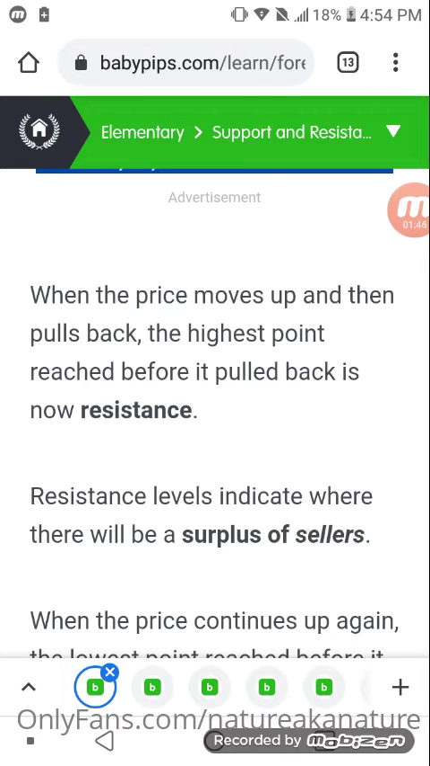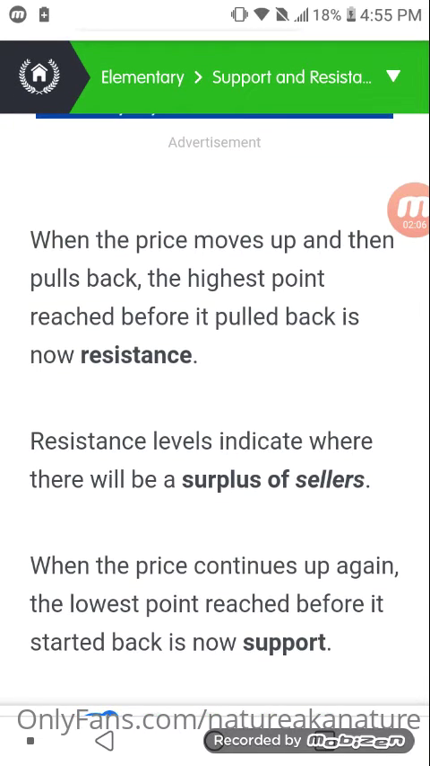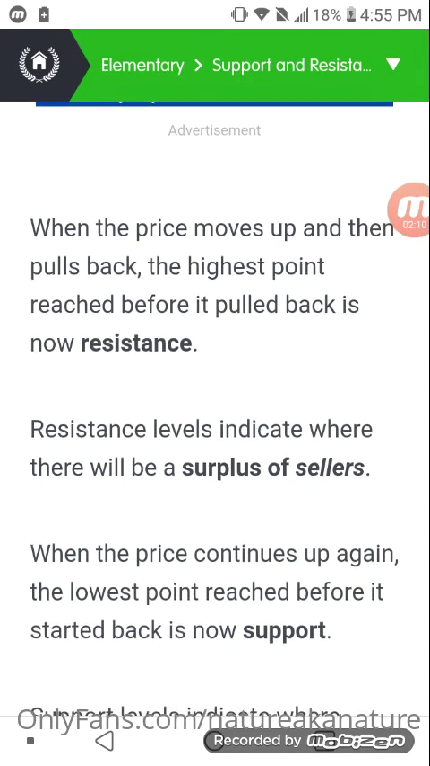Resistance levels indicate where there will be a surplus of sellers. Remember, with resistance, you sell at the top. Resistance at the top, you sell at the top. So resistance levels indicate where there will be a surplus of sellers.